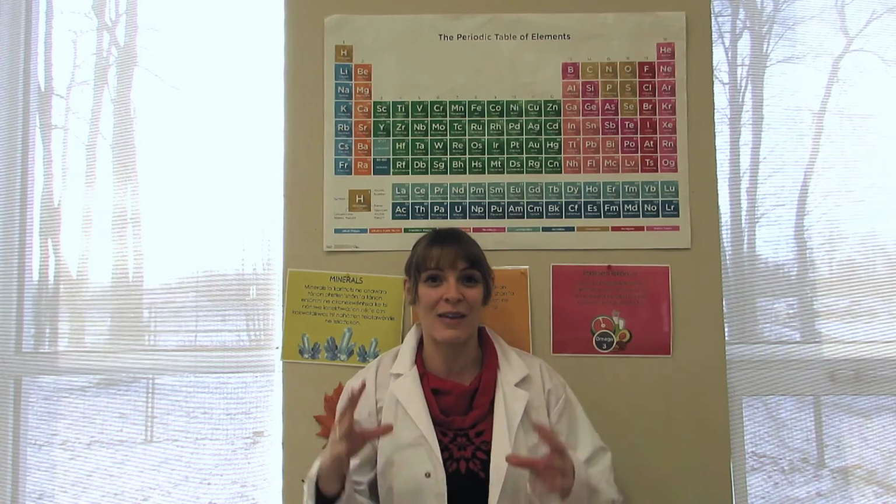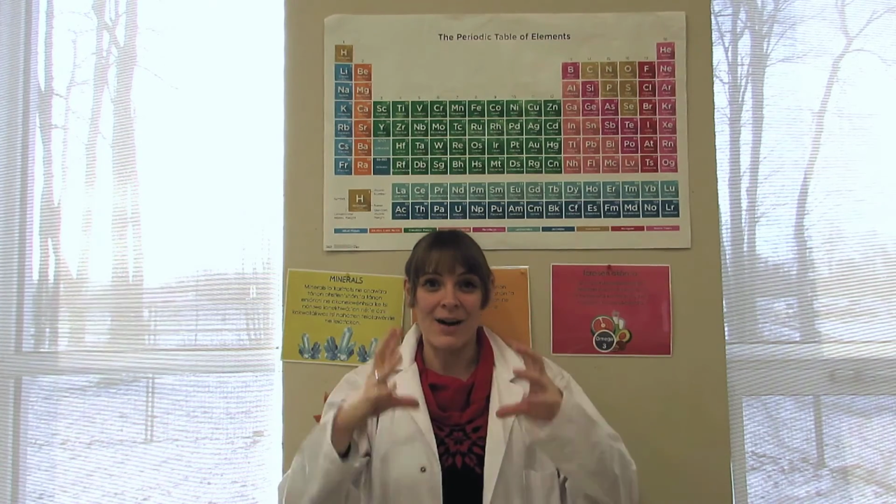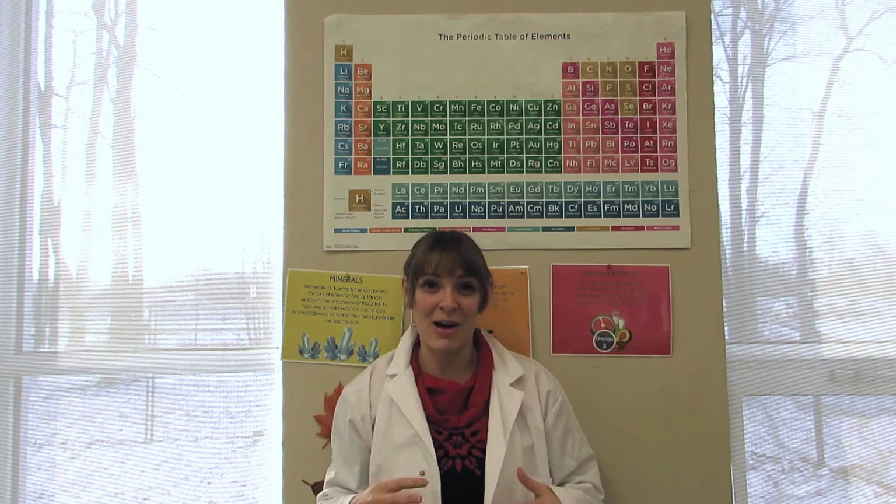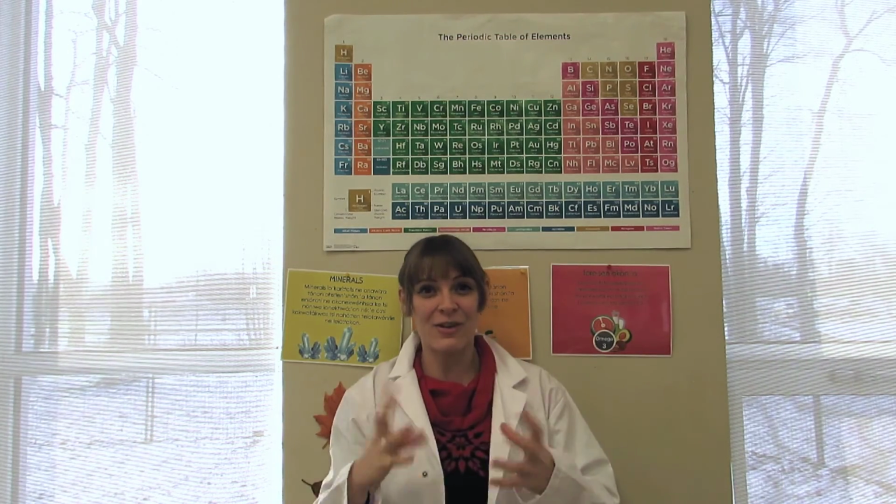Then we have a look at the groups, which are the columns. The group number tells you how many valence electrons there are in the outer shell. Valence electrons are the number of electrons that are located in the outermost shell. So if you are in column 5, you have 5 valence electrons. If you are in column 8, you have a full valence shell, and therefore you are not going to want to react at all.